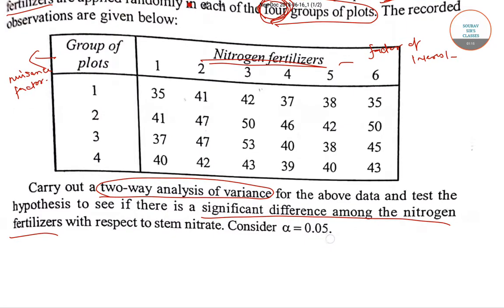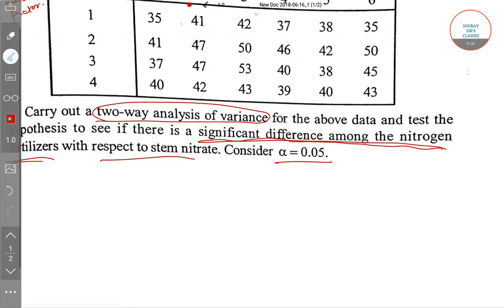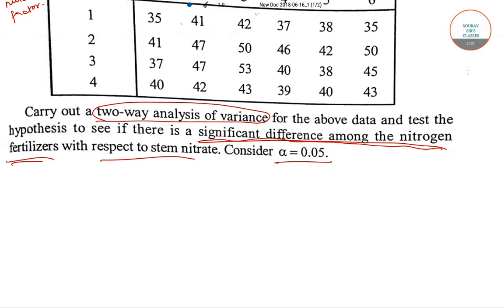So here we have to test if there is a significant difference among the nitrogen fertilizers with respect to stem nitrate, and here alpha, the level of significance, is equal to 0.05. Now the model would be given as Yij equals mu plus tau i plus beta j plus epsilon ij, where i goes from 1 to 6 and j goes from 1 to 4.